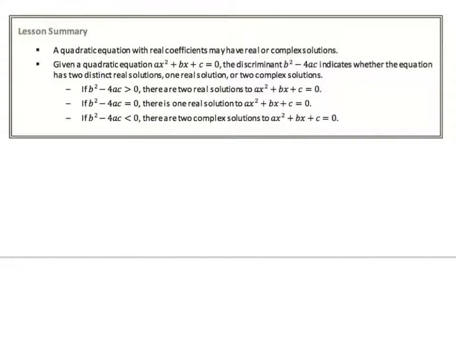So in closing, what have we learned? A quadratic equation with real coefficients may have real or complex solutions. Given a quadratic equation, the discriminant indicates whether the equation has two distinct real solutions, one real solution, or two complex solutions. If it's positive, there's two real solutions. If it's 0, there's one real solution. And if it's negative, you have two complex solutions. That's it for today.